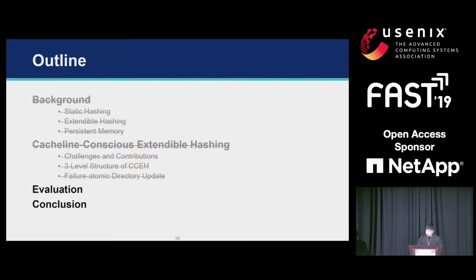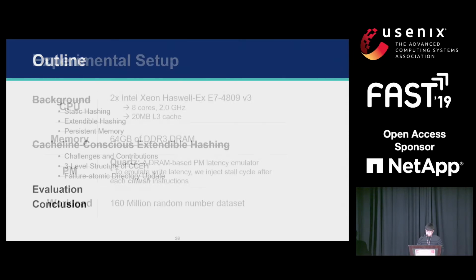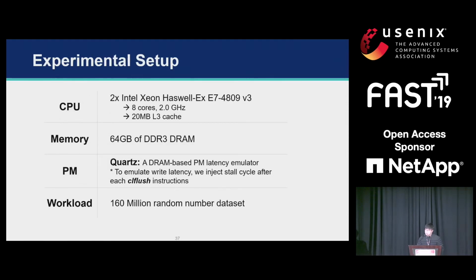Now, I will present our performance study. Our testbed machine has two Intel Xeon Haswell CPUs with 8 cores at 2 GHz and 20 megabytes of L3 cache. It has 64 gigabytes of DDR3 memory, and to emulate the persistent memory, we used Quartz, a DRAM-based persistent memory emulator. We insert 160 million key-value pairs into a hash table for the evaluations.